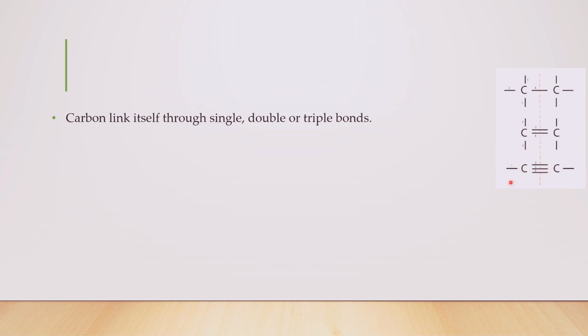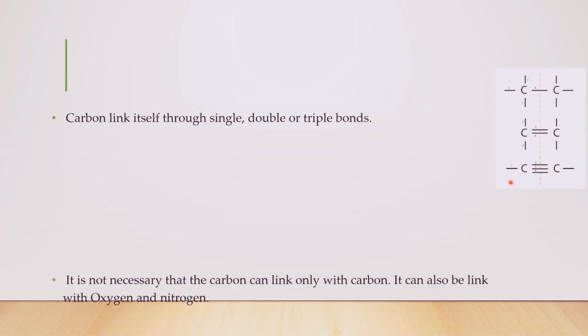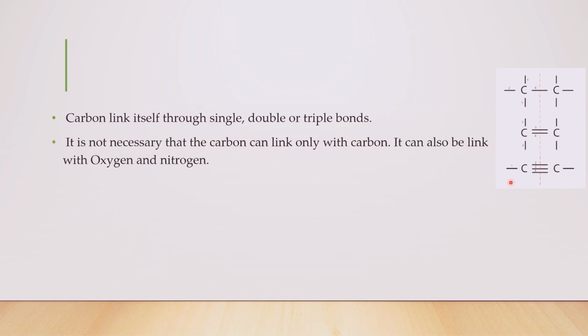And then the next point is that it is not necessary that carbon can link only with carbon. It can also link with oxygen and nitrogen. Let's see, with double and triple bonds too. See this, carbon linked with oxygen through a double bond. And the next one is nitrogen. Carbon links with nitrogen through a triple bond. So it is not necessary that carbon can link only with carbon. It can also link with nitrogen, oxygen, etc.